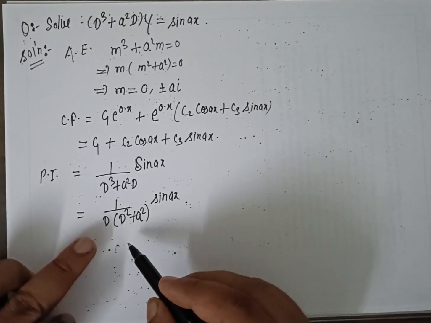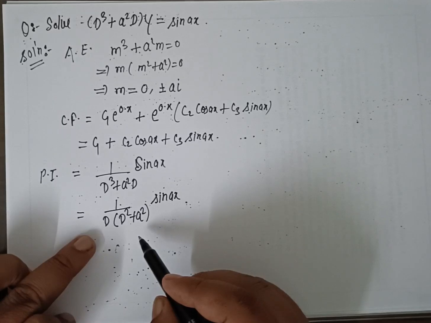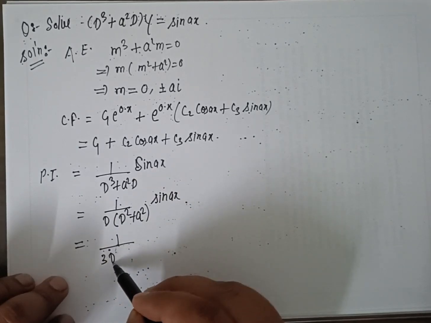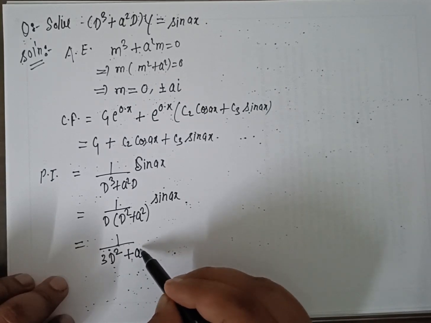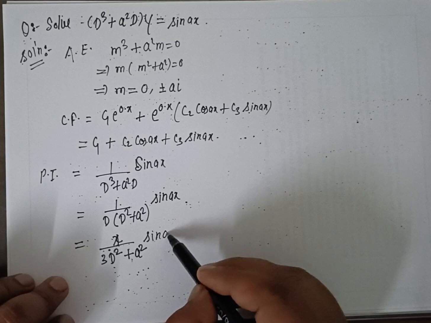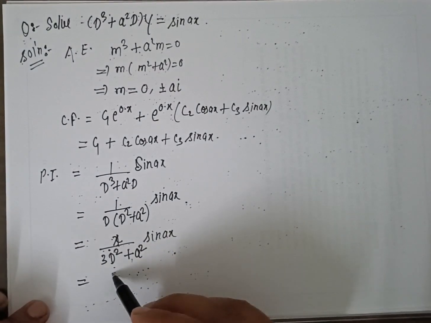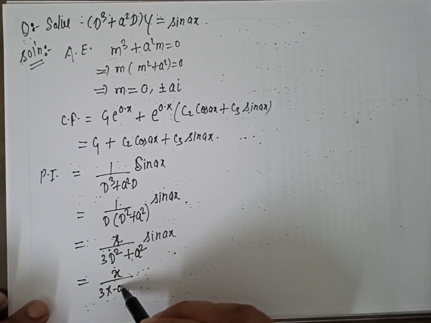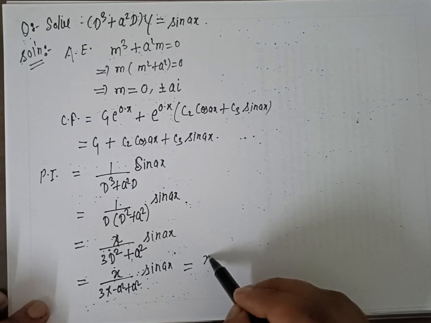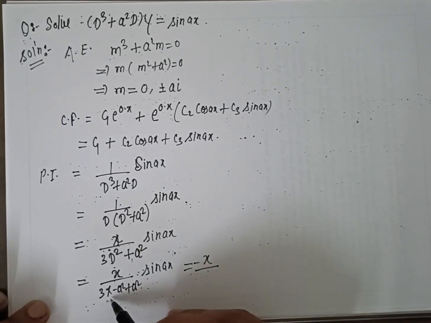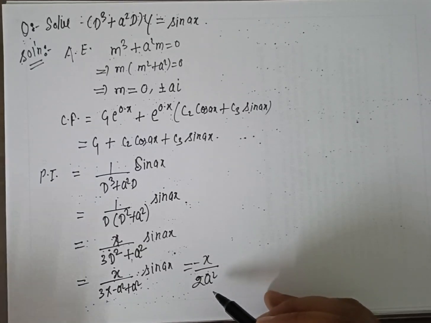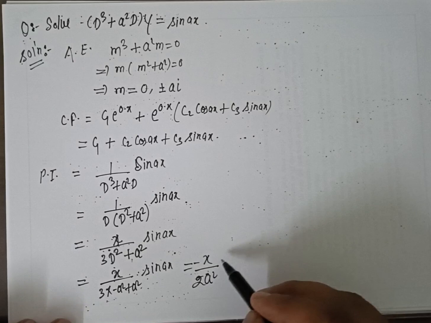Okay, so your f of D will be treated as a 0 here. So in that case you can differentiate the denominator, that is 3D square and plus a square, right? We differentiate it with respect to D and then we multiply by the x, so it is sine ax. Okay, then you replace D square with a square with negative sign, okay, and then plus a square sine ax, and I think we have the answer x upon minus 3a square plus a square, so minus 2a square, because we have taken the minus here. Okay, so we have the PI is sine ax.